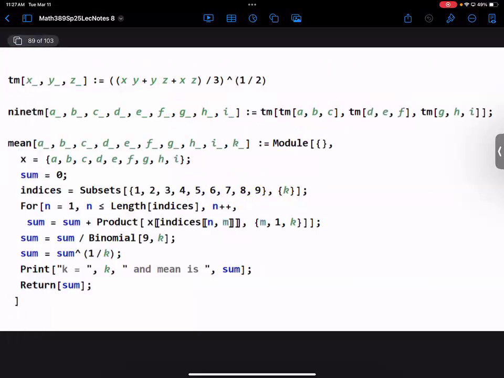All right, so I wrote some simple programs. Tm was the triple mean we were looking at: (xy + yz + xz)/3, to the 1/2. And then I looked at 9Tm, which was just the triple mean of the triple means. This is somewhat bad notation because this is not the only possible triple mean we could do with three variables x, y, and z. If we had the arithmetic mean, we had the geometric mean.